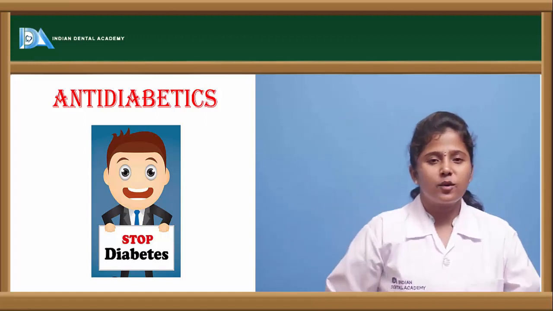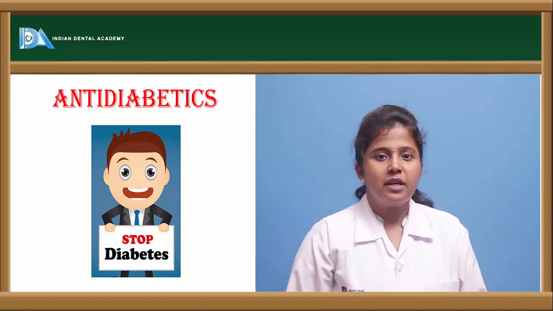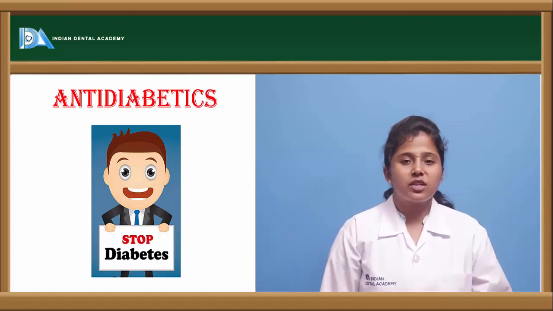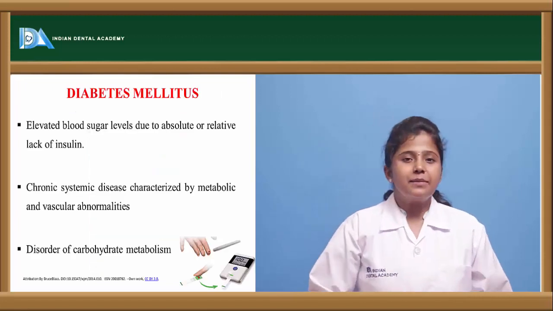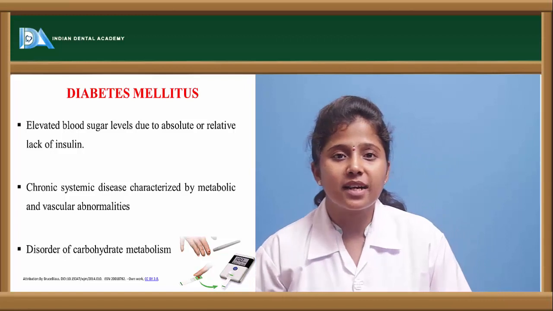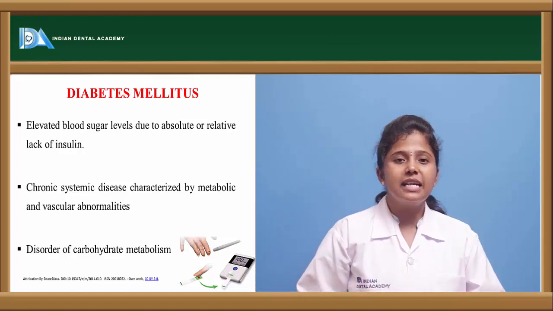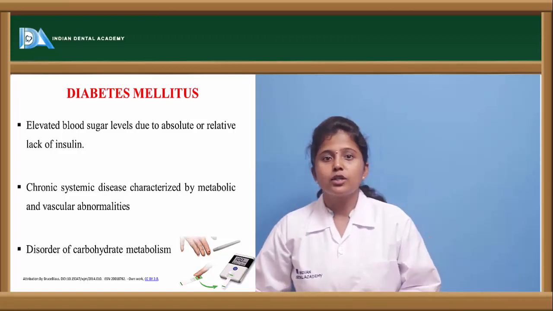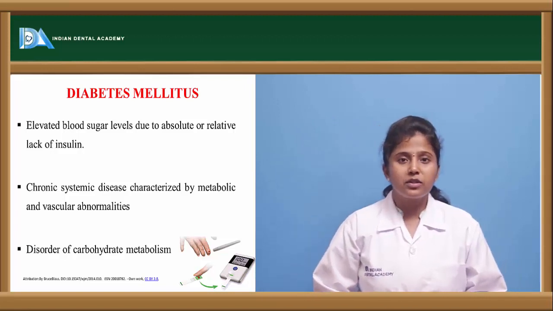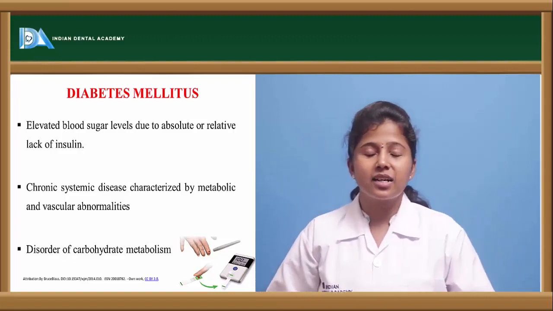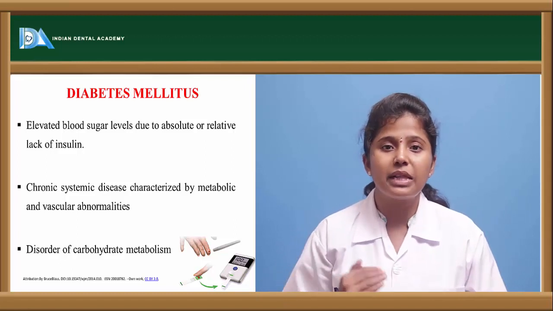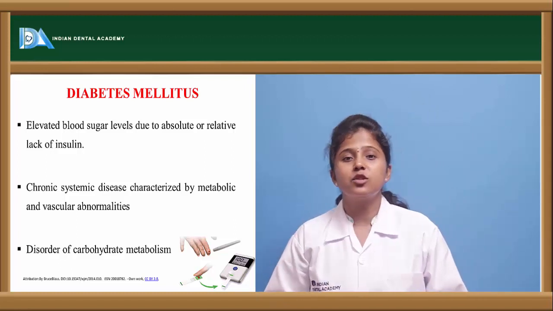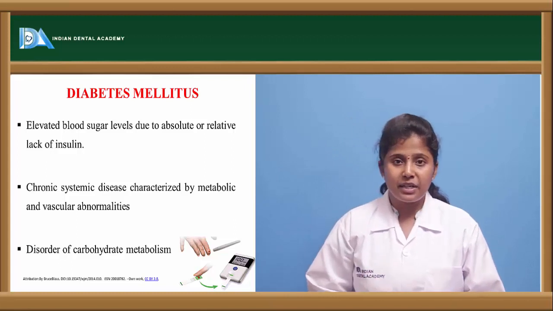I will discuss the topic called anti-diabetics. So what is diabetes and what are the drugs which are used in the treatment of diabetes? Diabetes mellitus is a condition where there occurs increased blood glucose level. Because of the over metabolism of the carbohydrates, there occurs glucose synthesis, and if there is any elevated glucose level than normal, it leads to a condition called diabetes mellitus.